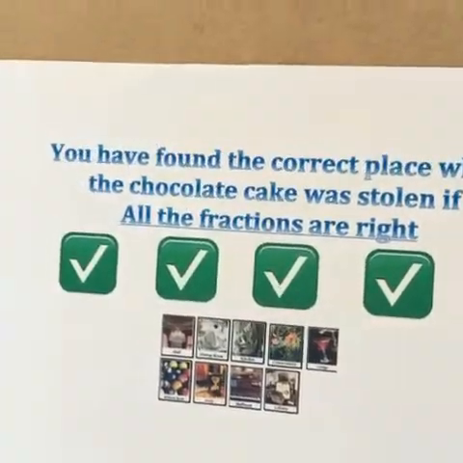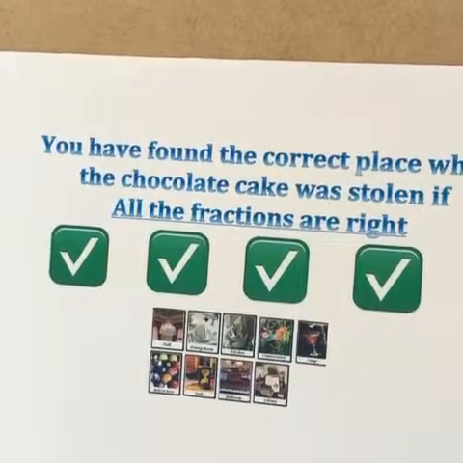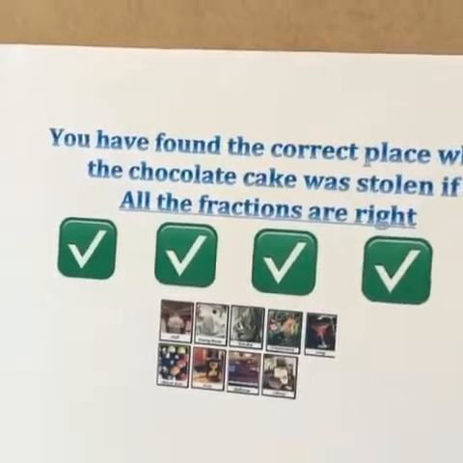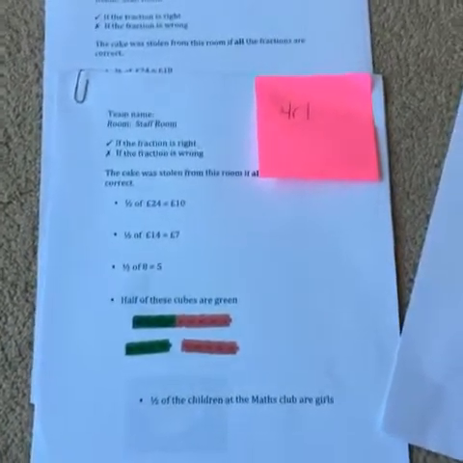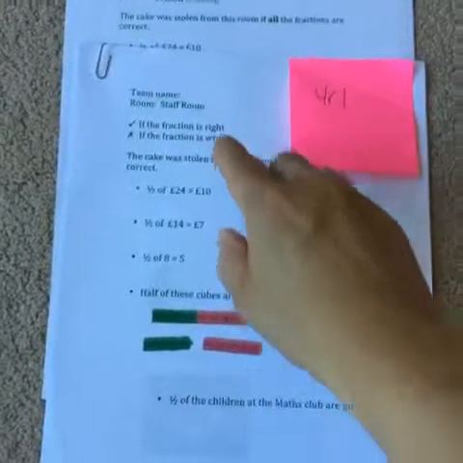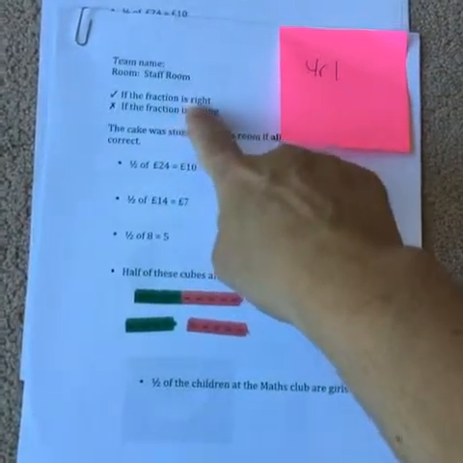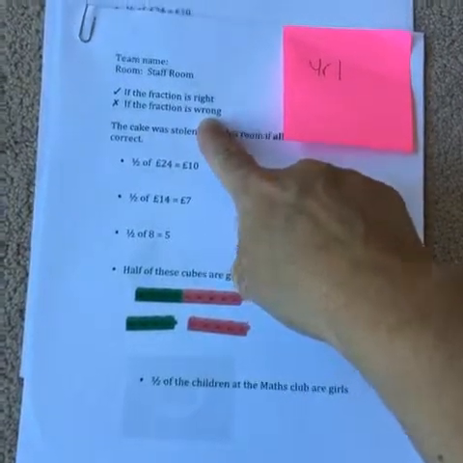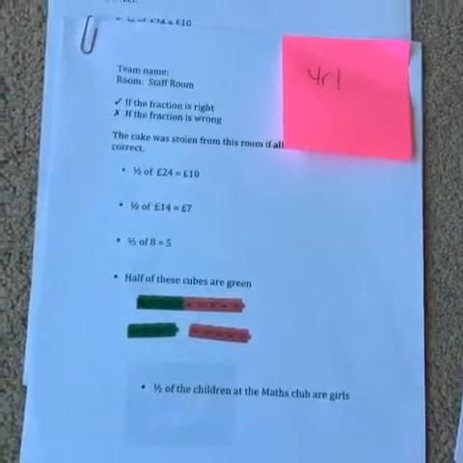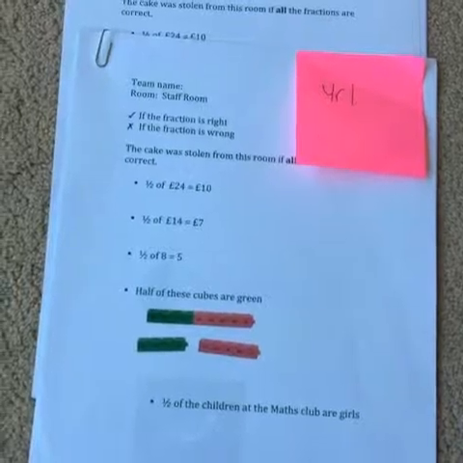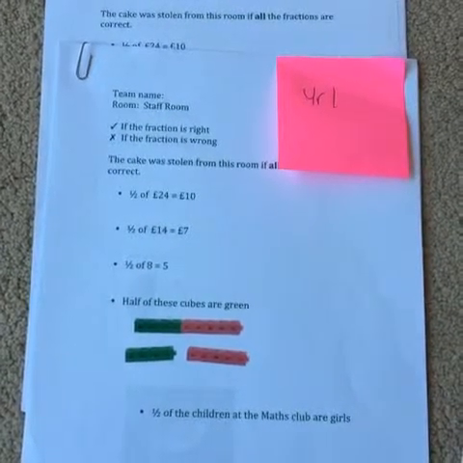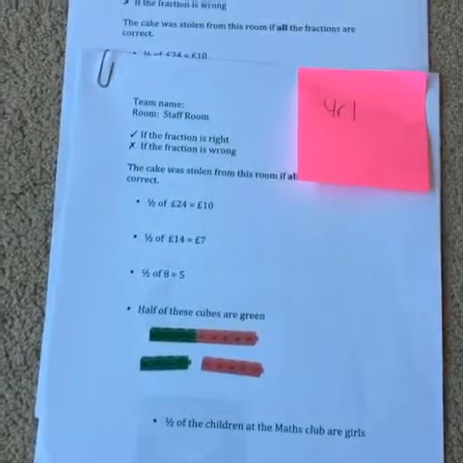You have found the correct place where the chocolate cake was stolen if all the fractions are right on that sheet. For example, if we take the year 1, the staff room, they are to tick if the fraction is right, cross if the fraction is wrong. If they find that they've ticked all of them, that is the place where the cake was stolen from. They are to make sure that they use cubes, links, counters, anything else like that that they might need.